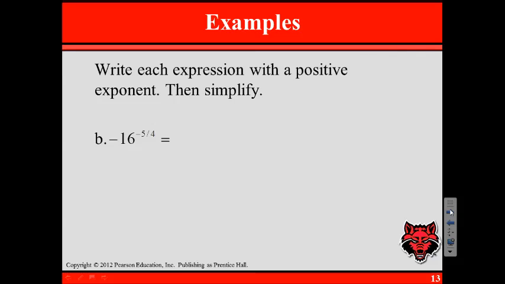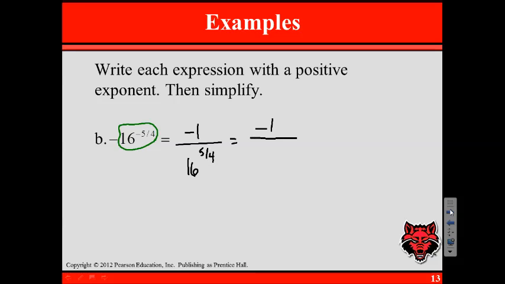Here we have another example. In this example, we have negative 16, all raised to the negative 5/4 power. But because negative 16 isn't in parentheses, that exponent doesn't apply to the negative. The exponent only applies to the 16. And so when we rewrite this, the negative actually stays in the numerator, or negative 1 over 16 to the positive 5/4 power. We now use our other rules.